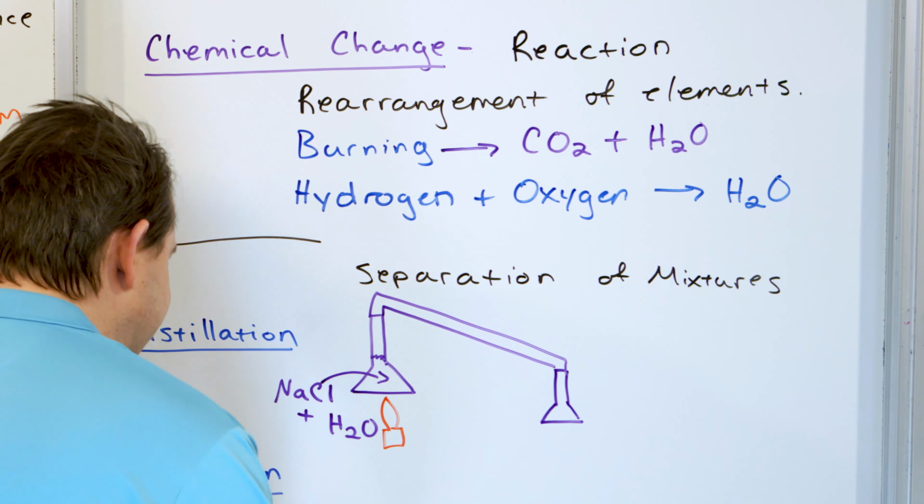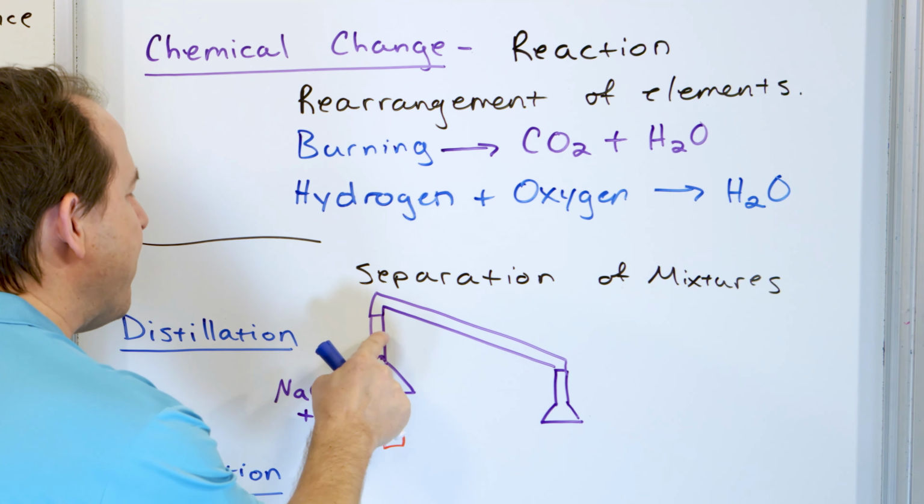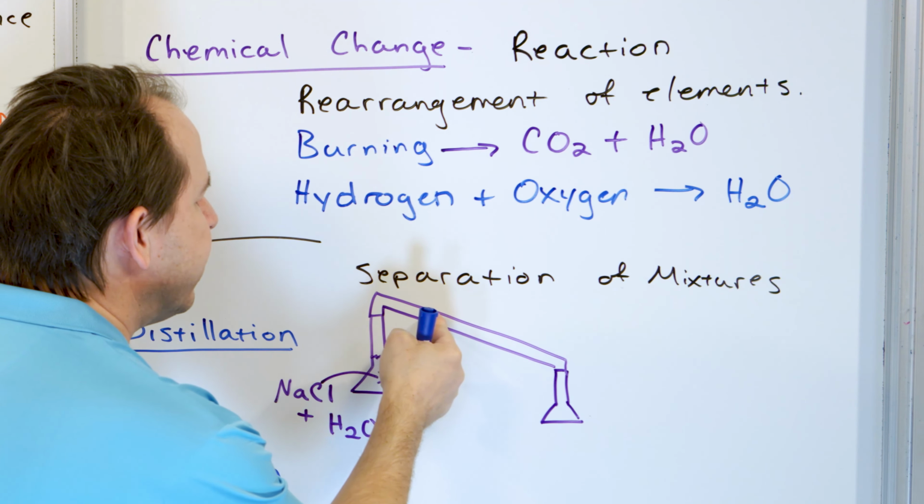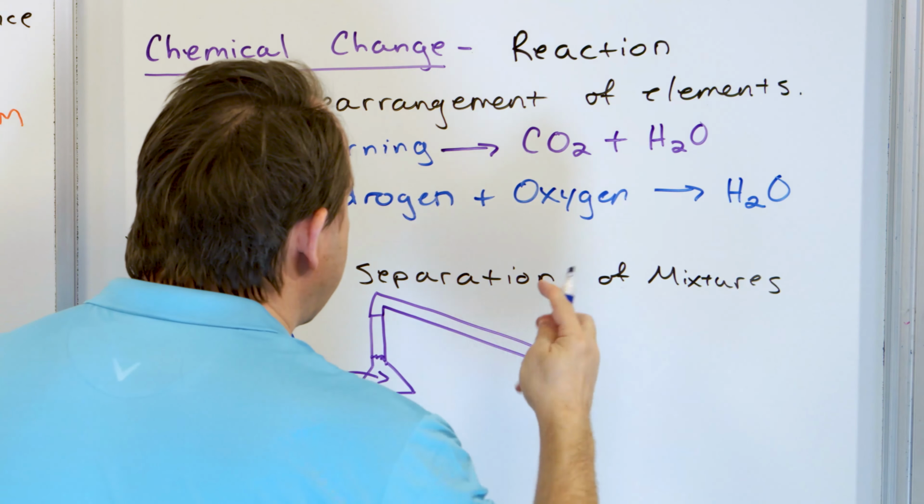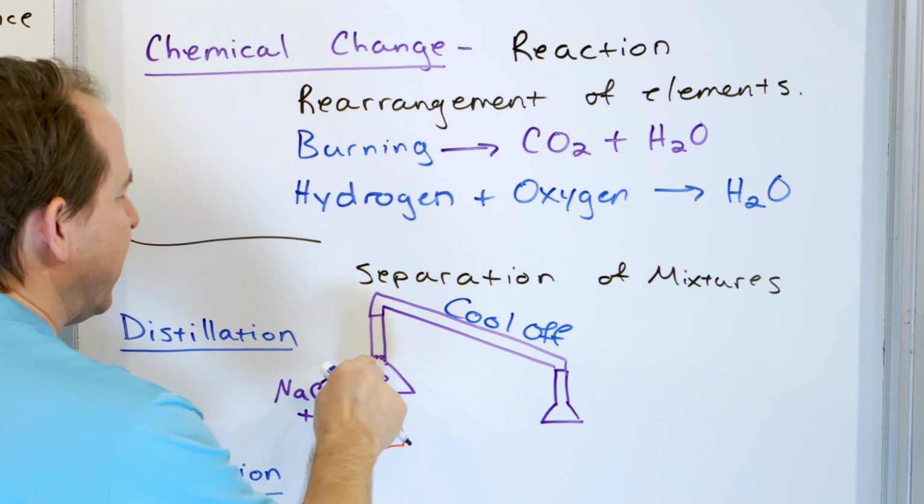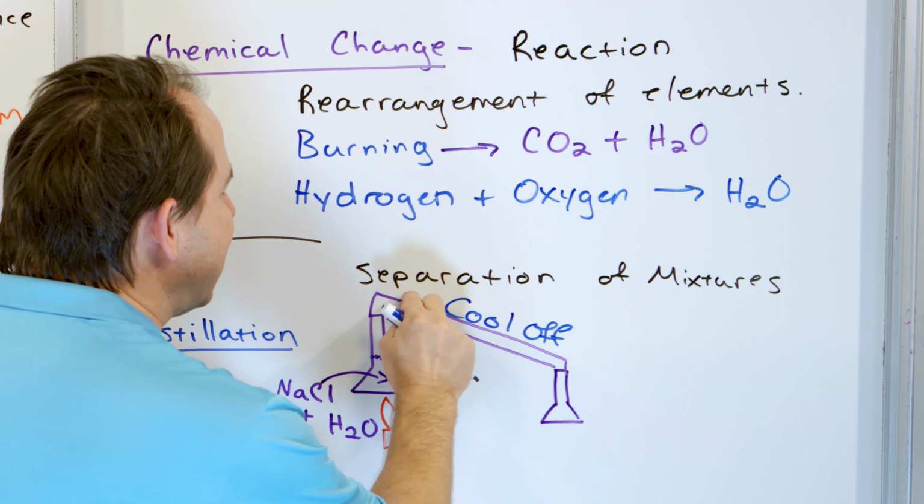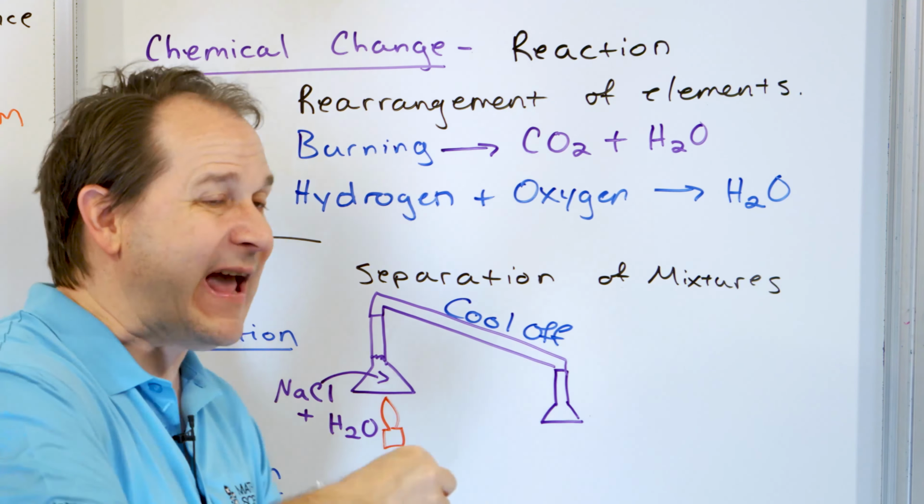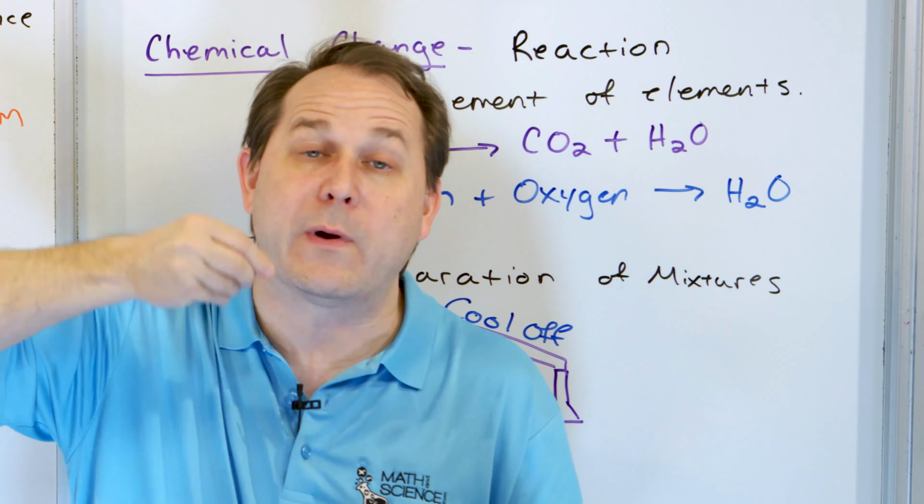So what happens is the water vapor goes up. It's very hot. And when it goes down this tube here, it starts to cool off. So I'm going to put down cool off. And why does it cool off? Well, it's because you're getting farther away from the flame. Maybe you can even have an ice bath. You might actually have an active cooling where you have an ice bath around that tube.